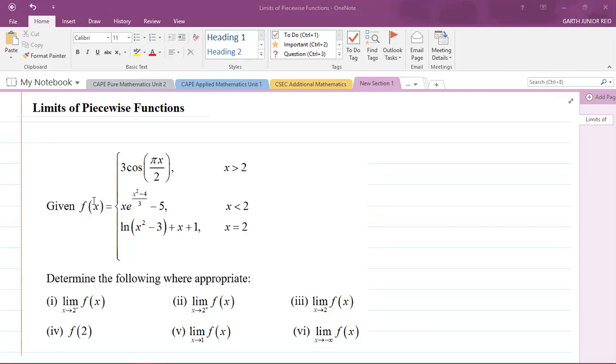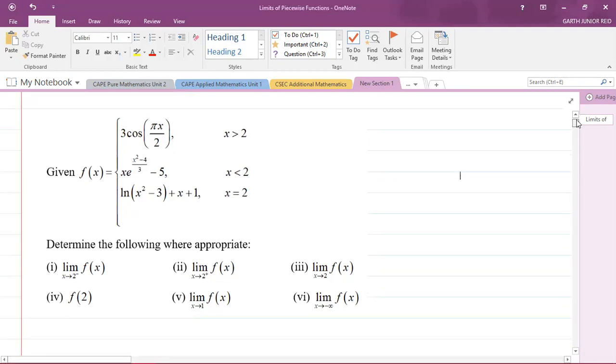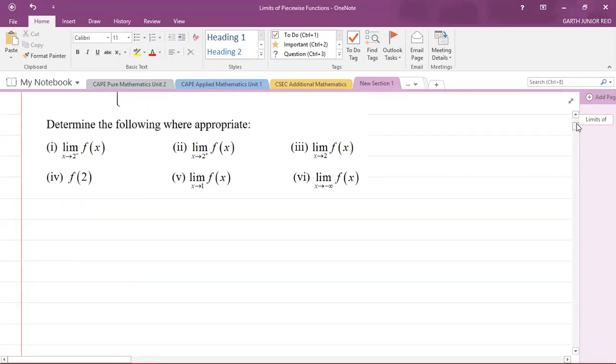So it says, given that f of x is equal to this here, determine the following where appropriate. And it asks us to calculate some limits. And part 4 is a function defined at a particular value. Okay, let's do part 1 here.